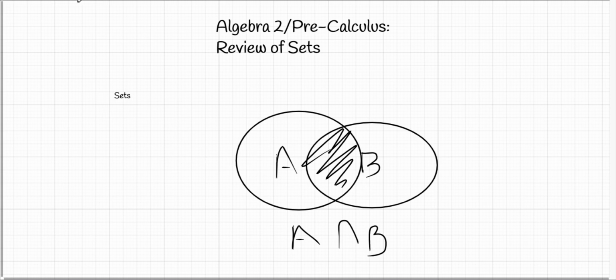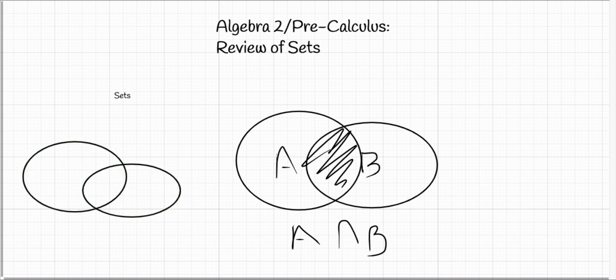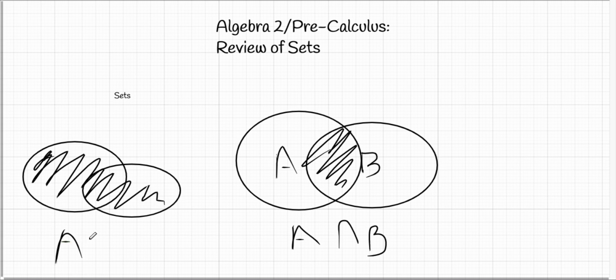And as well as intersection, we also have something called union. Basically, given two sets like this, union is everything in both sets. So all elements that belong to A or B, and it's represented with a U.